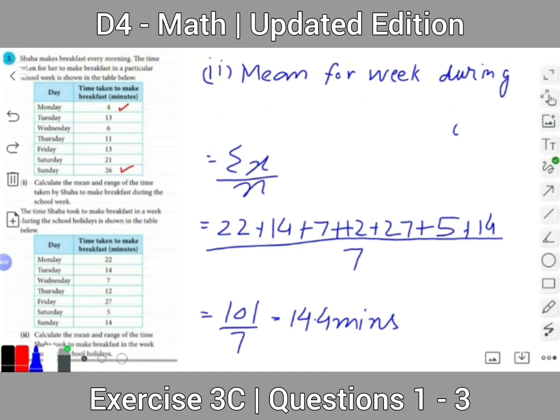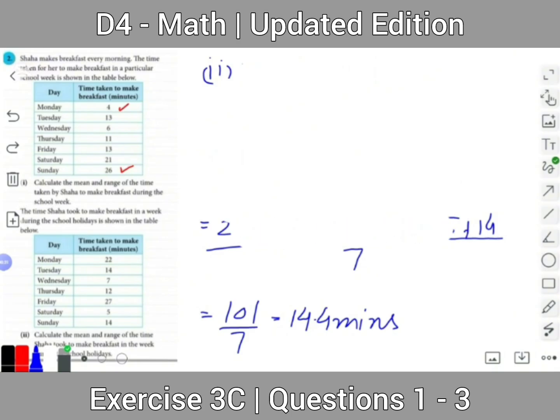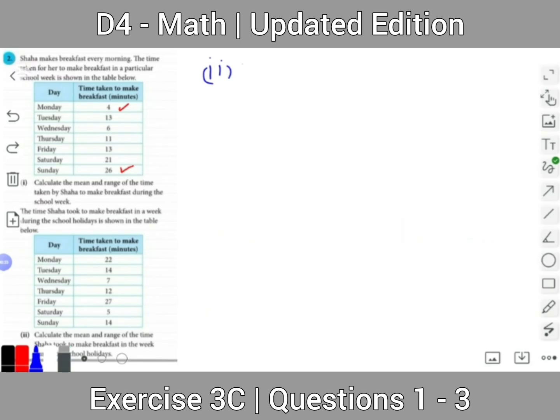And now we have to find out the range for the week during the school holidays. So we'll find the range by using the formula largest value minus smallest value. Here we identify the largest value, that is 27, and the smallest value is 5. So now we have 27 minus 5, and it gives us 22 minutes. So the range for the week during the school holidays is equal to 22 minutes.